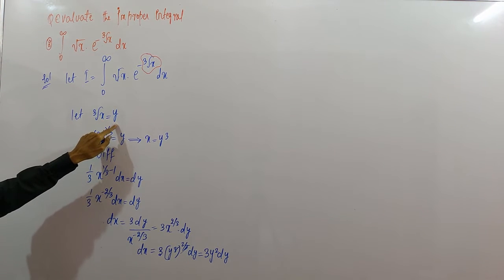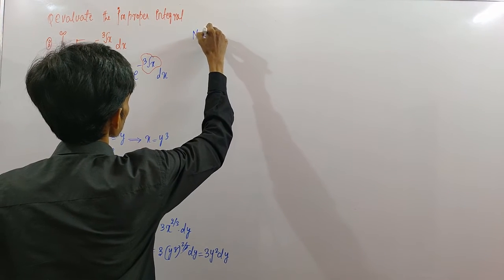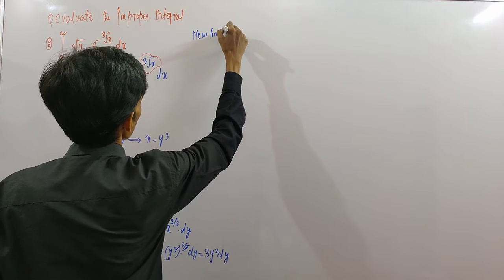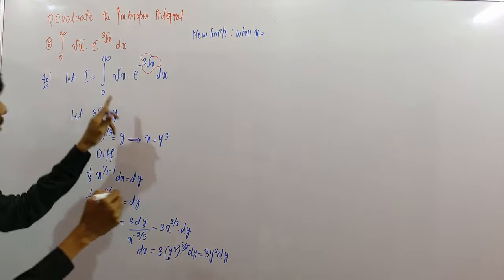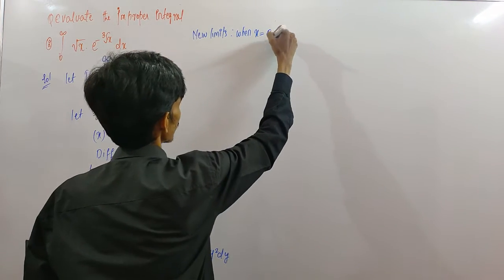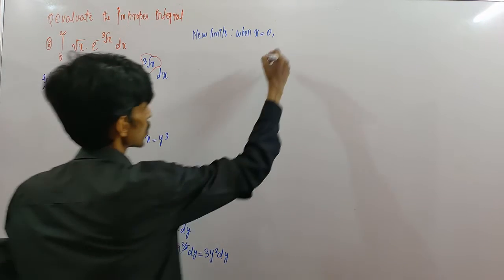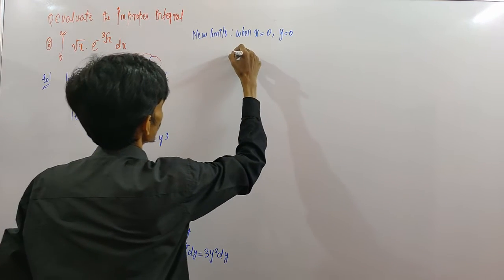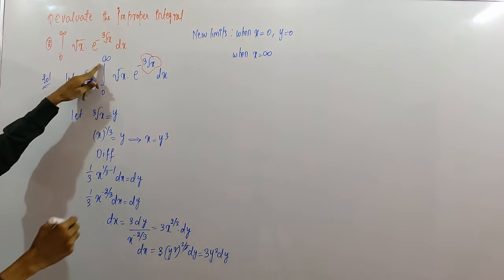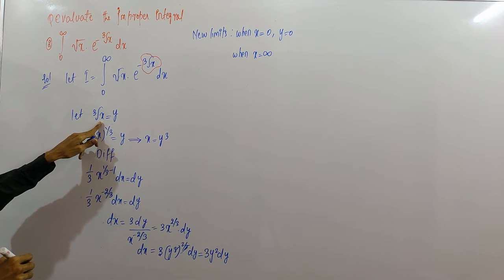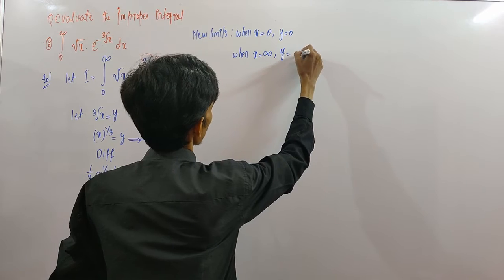Now this limit x equal to 0 to infinity is defined for variable x. We have changed the variable to y, so new limits are required. New limits: when x is 0, lower limit, substitute 0 here, 0 power 1 by 3 is 0, so y value is also 0. Upper limit: when x equal to infinity, substitute infinity here, infinity power 1 by 3 is infinity only, so we have y equal to infinity only.